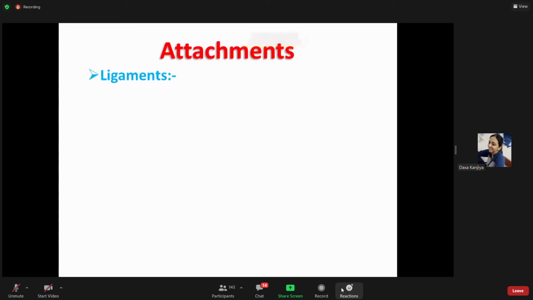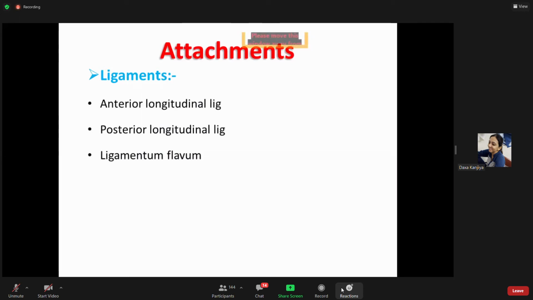Now the important attachments. First of all, attachments of ligaments. There is a list of ligaments attached to the sacrum. These are the anterior longitudinal ligament, posterior longitudinal ligament, and ligamentum flavum. You have already seen these three ligaments in lumbar vertebrae. So where lies the anterior longitudinal ligament? What is the attachment of the anterior longitudinal ligament?